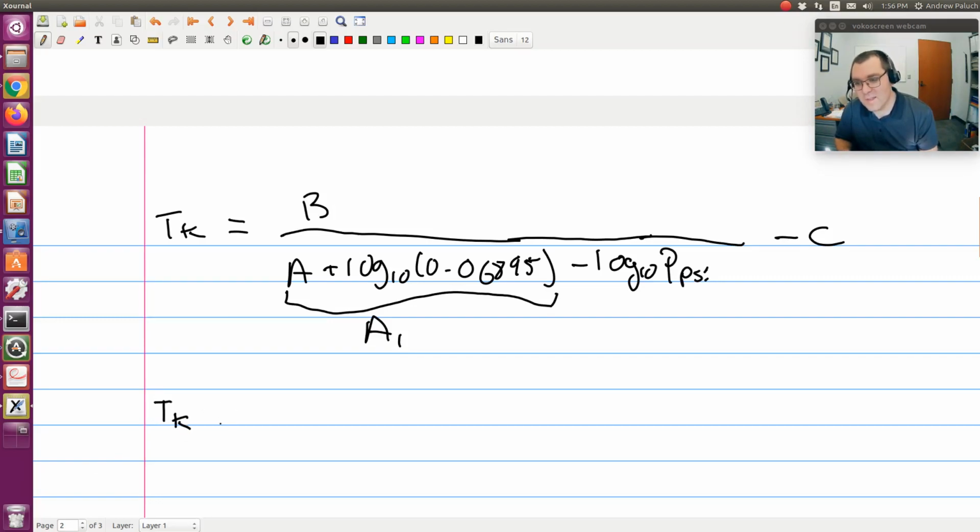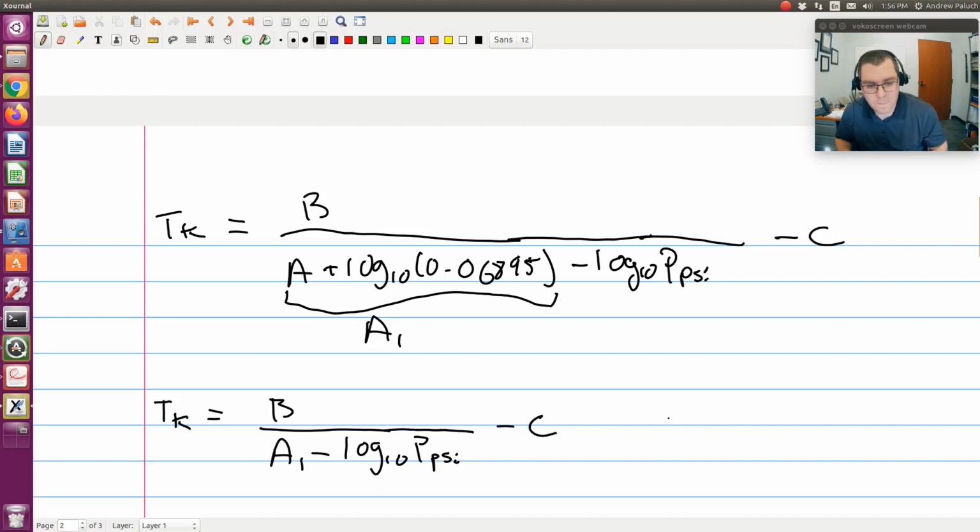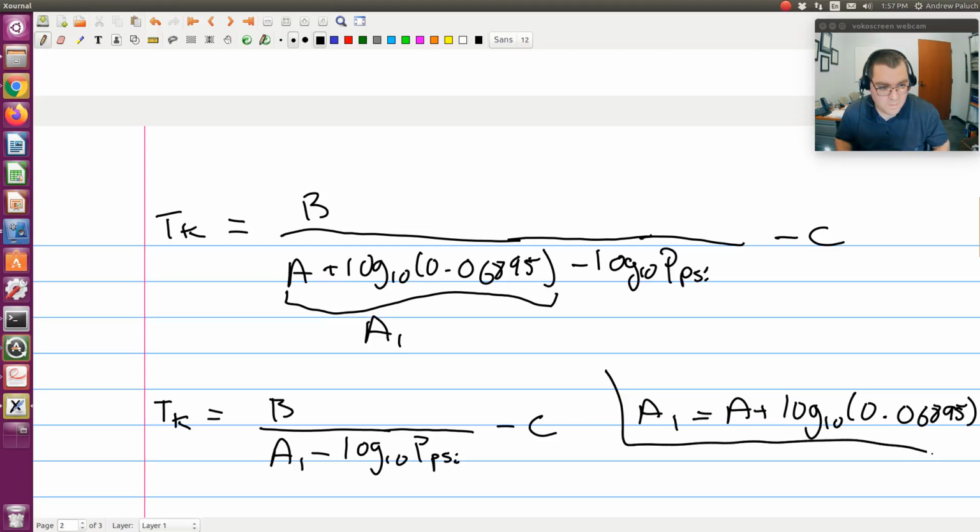So I'm going to write this as TK is equal to B divided by A1 minus log base 10 of my pressure in PSI, minus C, where I've defined A1 as being A plus log base 10 of 0.06895. Cool, the first part of it.